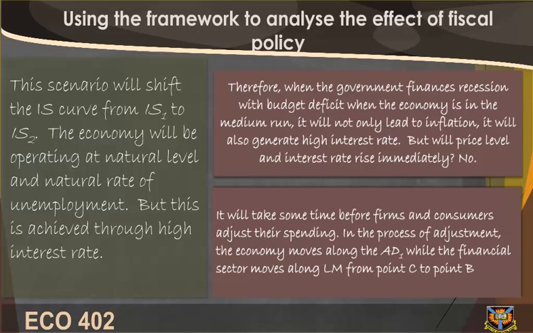This scenario will shift the IS curve from IS1 to IS2. The economy will be operating at the natural level and natural rate of unemployment, but this is achieved through a high interest rate. Therefore, when the government finances recession with a budget deficit, when the economy is in the medium run, it will not only lead to inflation, it will also generate a high interest rate.